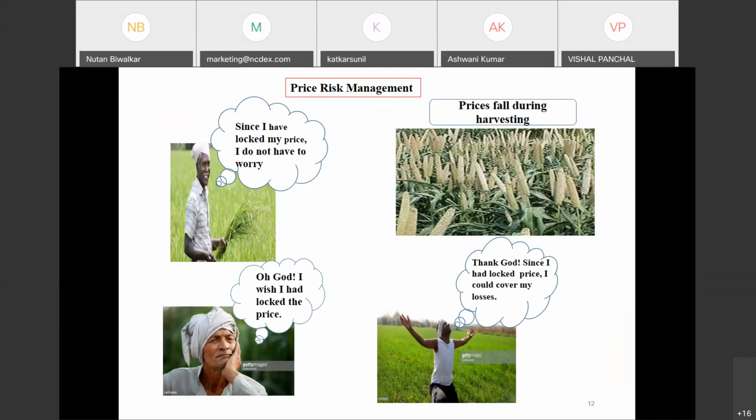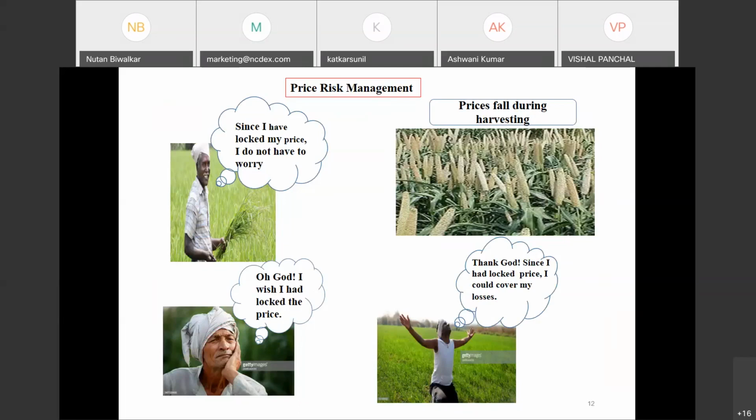But now since he locked his price, means he sells on the futures platform. And at the time of harvesting, if the price falls, he will buy back his contract. Means whatever loss he suffered in the spot market, he will gain in the futures market.